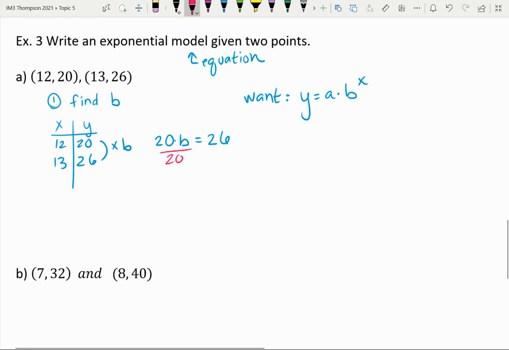So to solve for b, I'll divide both sides by 20, and I get a b value of 1.3. Now, are there other ways to do that? Yes. You could sit there with your calculator and do 20 times what is 26, and play around with some guess and check. You could also just take 26 divided by 20. But when I set up a little formula, sometimes it's just nice to really see it very clearly.